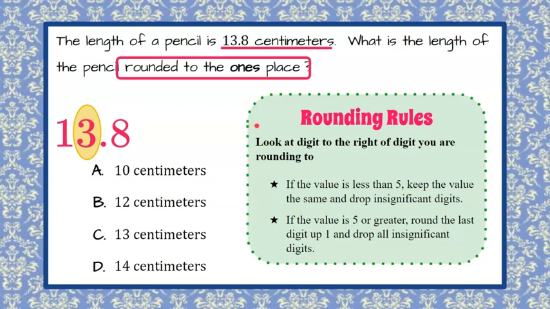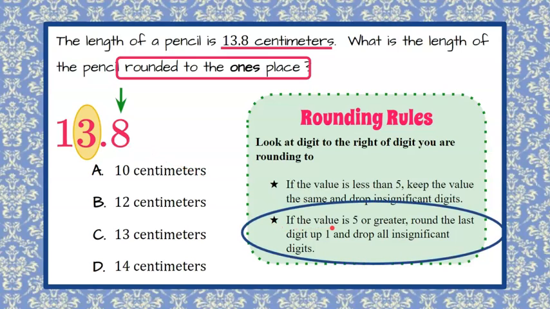And we're going to look at our rounding rules. When we look at the digit to the right of the digit that we're rounding to, so we're going to look at the 8, and if the value is less than 5, this value is greater than 5, so we're going to go to the second bullet point.